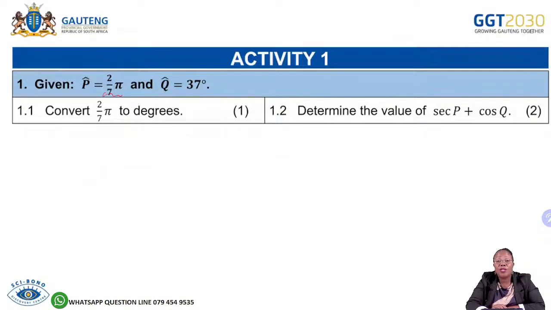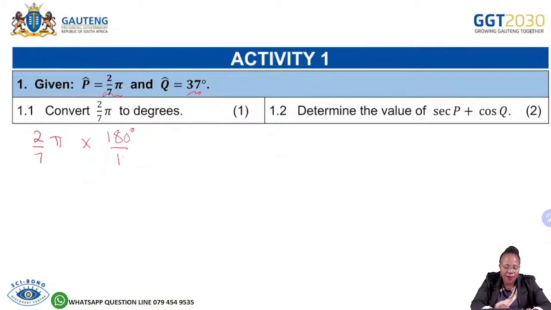And then now, in this case, you are given the angle P in radians, which is 2/7 radians, and then angle Q in degrees, which is 37 degrees. And then question 1.1, they say convert 2/7 radians to degrees. Do you still remember? If you are converting a radian, it must be over radian, okay? So now it will be 2/7 radian multiplied by 180 degrees over radian.